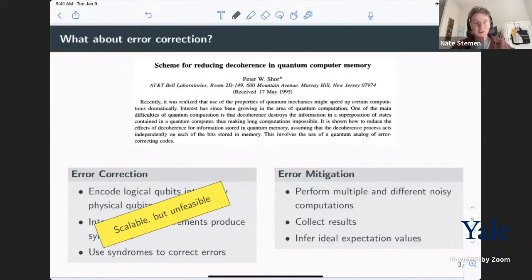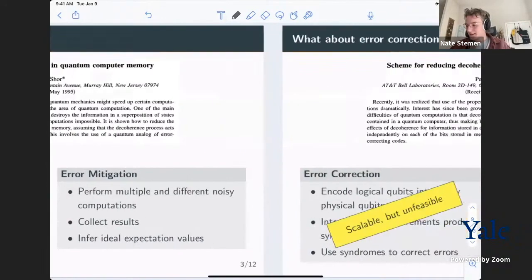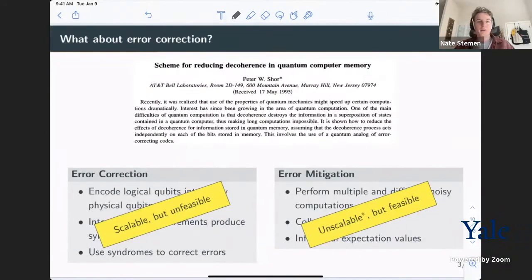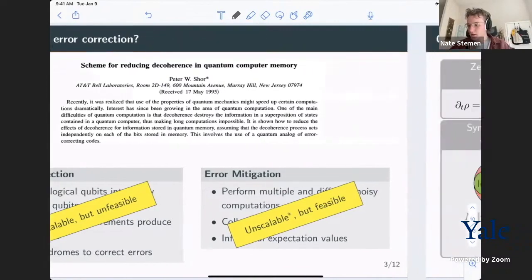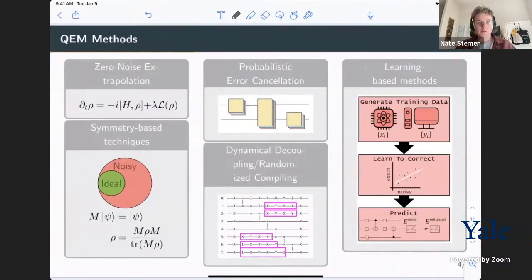And I'm not selling error mitigation as the end all be all, right? It's not. Error mitigation is for the most part unscalable, but it's currently feasible. So a lot of the techniques, the two techniques I'll be talking about today, and many of the other ones that are out there in the research, don't scale well with the number of qubits or the depth of your circuit or whatever. But for some of the smaller problems that we want to run today and get more meaningful results out of, it's a good candidate for getting more meaningful results. So that's the context in which error mitigation lives.